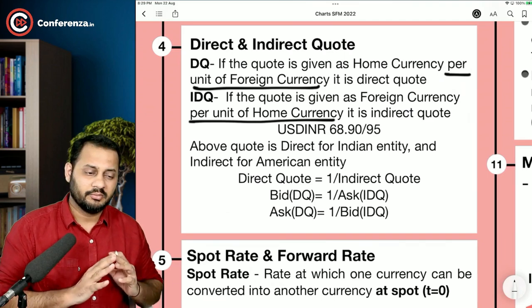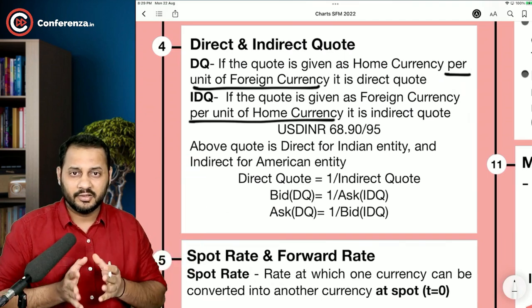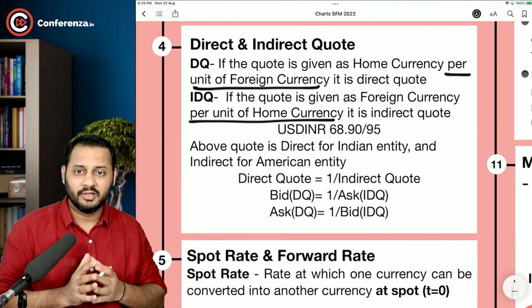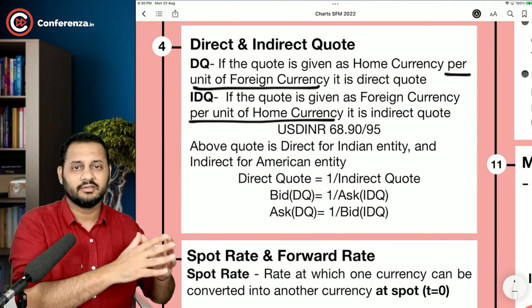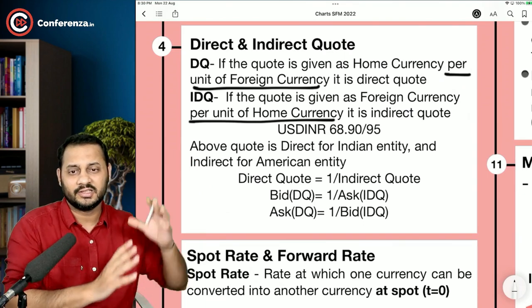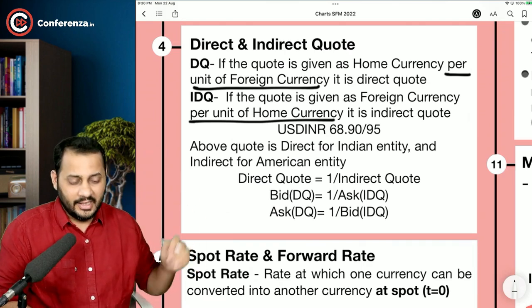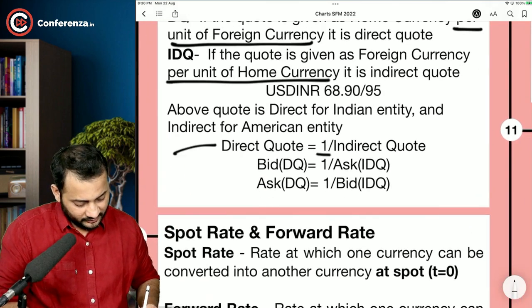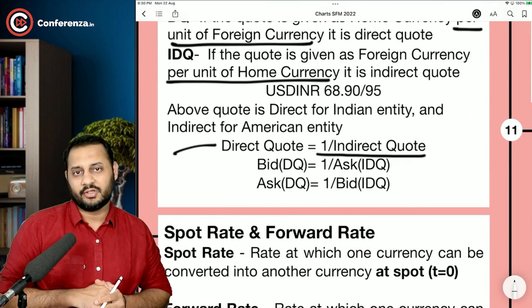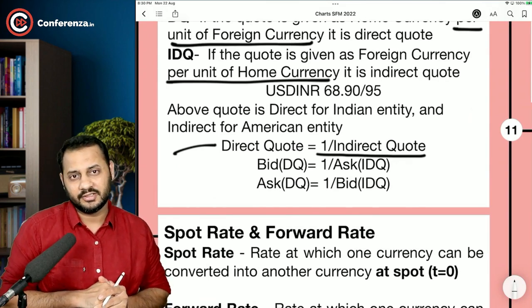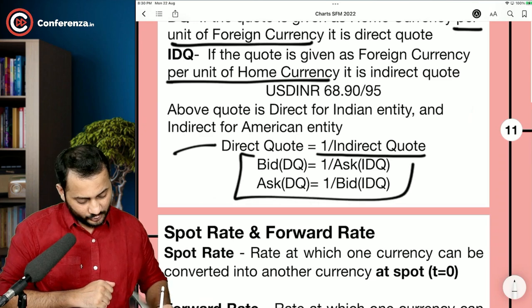Remember nothing but this. Per unit, that single item, per unit is foreign currency, then it's a direct quote. Per unit is home currency, then it's an indirect quote. Okay. And also direct quote is inversely related to indirect quote. This is something I'm postponing as of now.